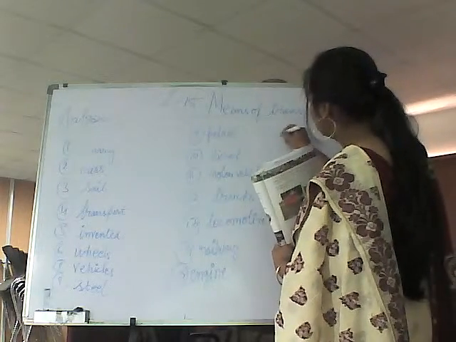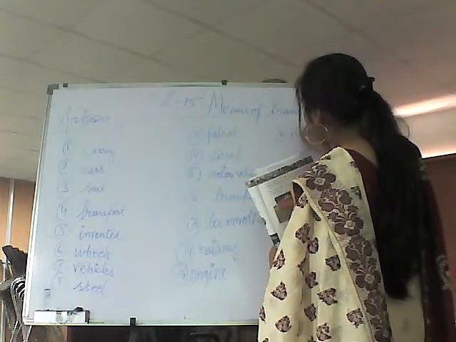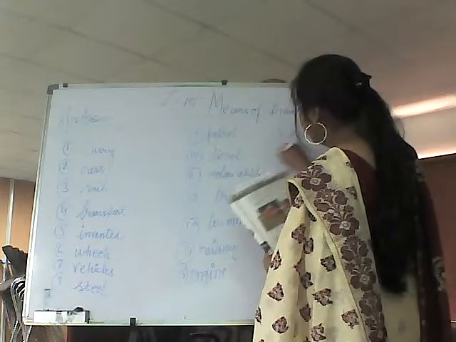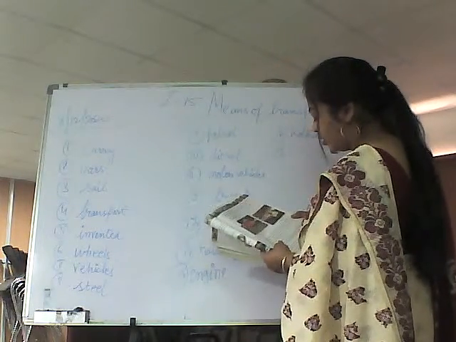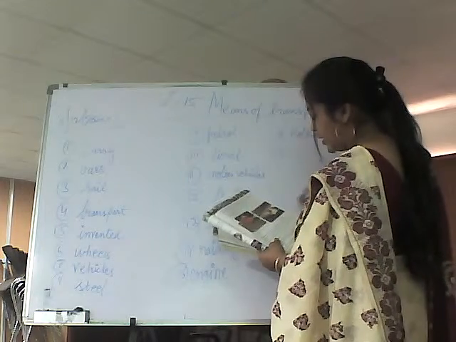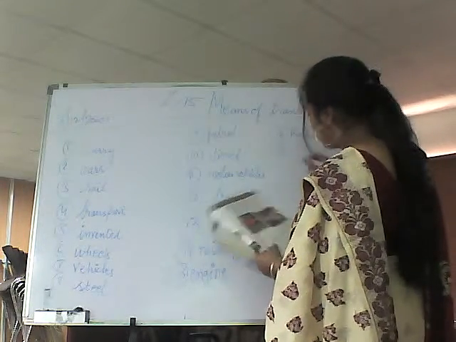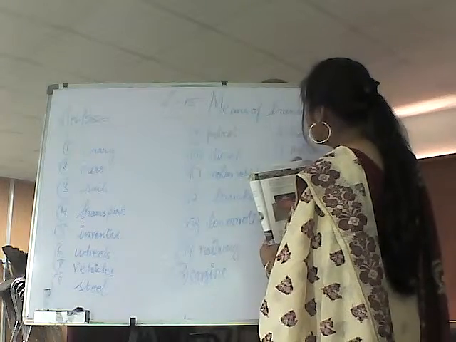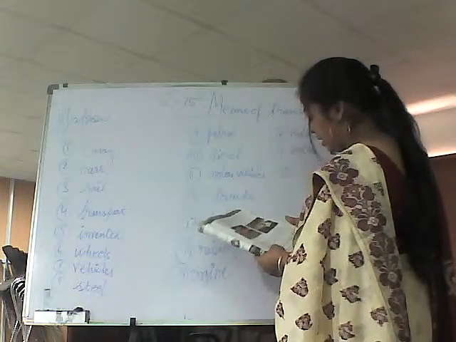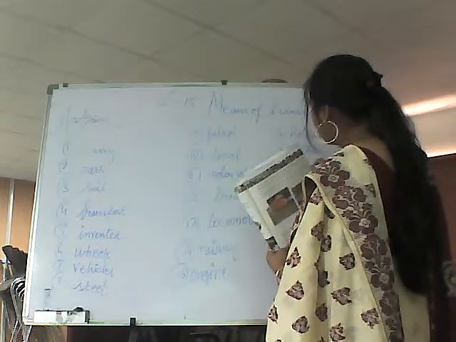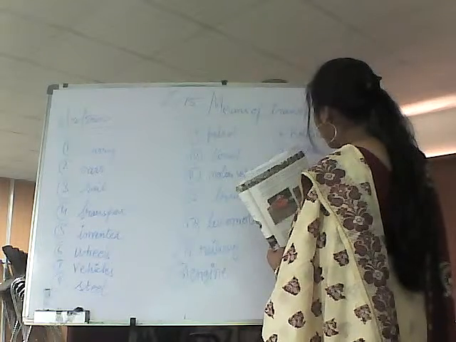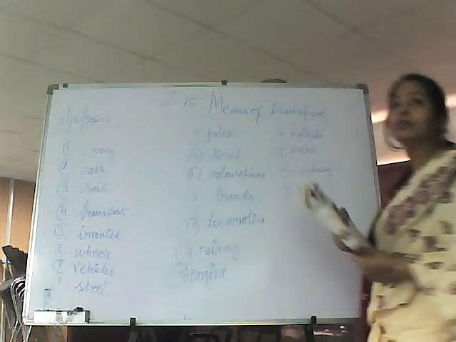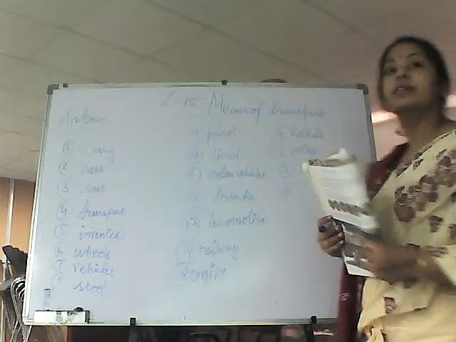Number 16, Kolkata. Okay, number 16 is Kolkata. You will find these words in your textbook. Then it is metro. Metro, easy spelling. Metro. Number 18, subway. All these words I am going to explain to you through the video. Okay, subway.